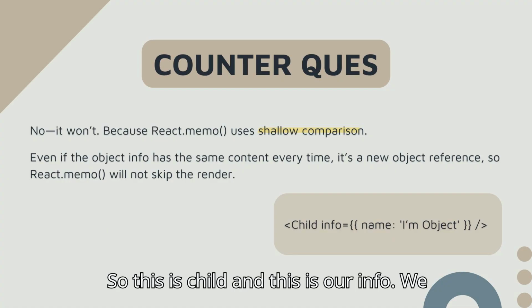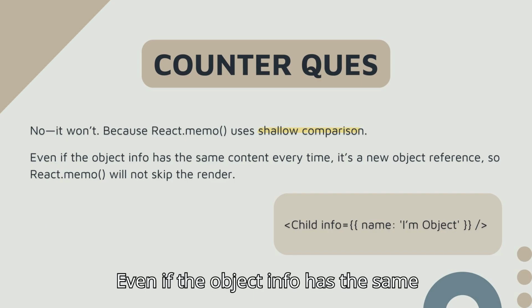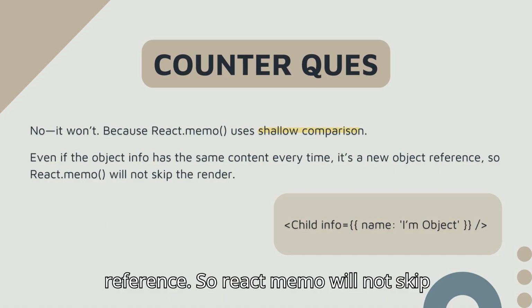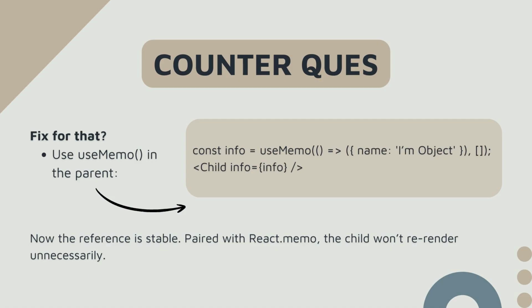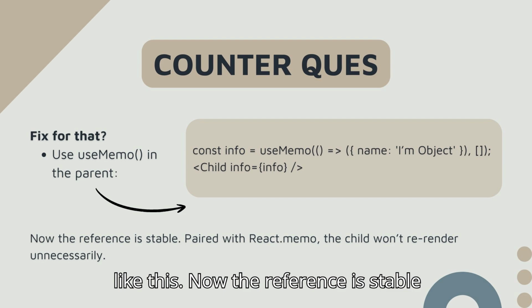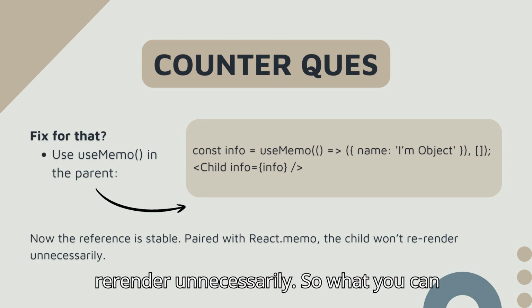So this is the child and this is our info. We pass this object as the name key, and even if the object info has the same content every time, it's a new object reference. So React.memo will not skip the render. And what is the fix for that? We can use useMemo in the parent itself, like this. Now the reference is stable. Paired with React.memo, the child won't re-render unnecessarily.